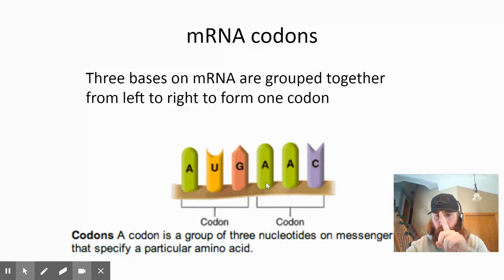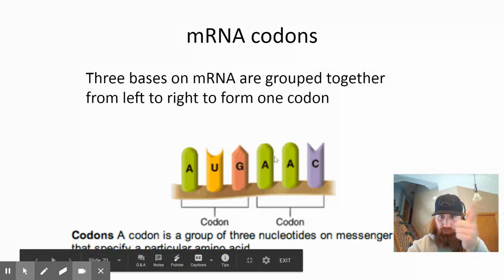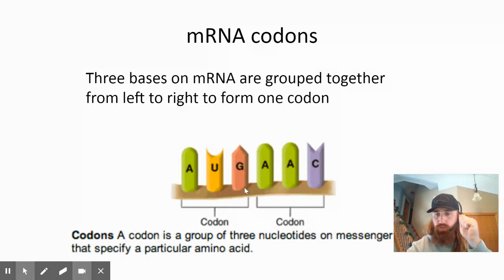AAC is one codon. If you see a T anywhere in here when we're talking about codons, you did something wrong. Go back, double check, get rid of the T, make sure that you put a U. But AUG is one codon, AAC is another codon, and this will happen if we have, say, 30 pieces of mRNA. That means we have 10 codons because 30 divided by 3 gives us 10.